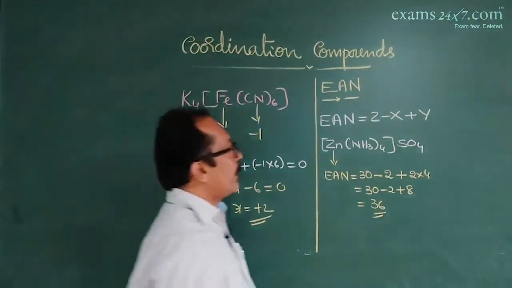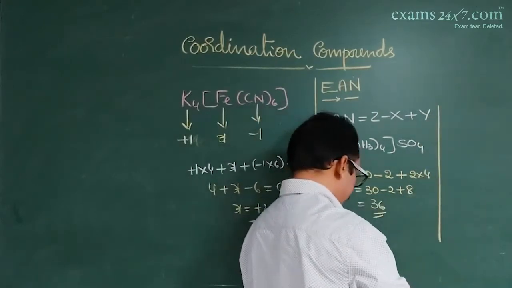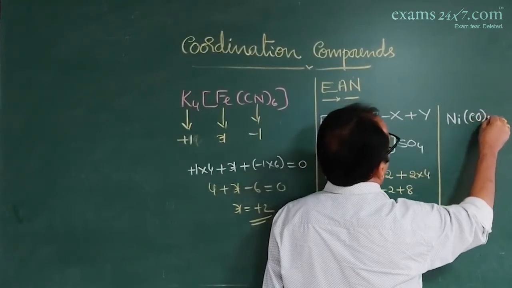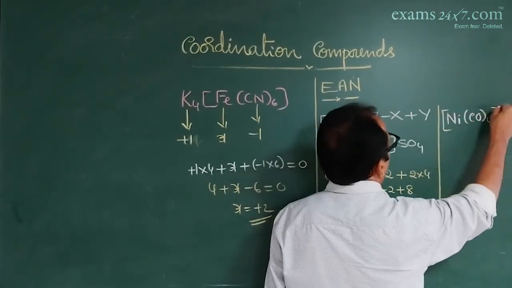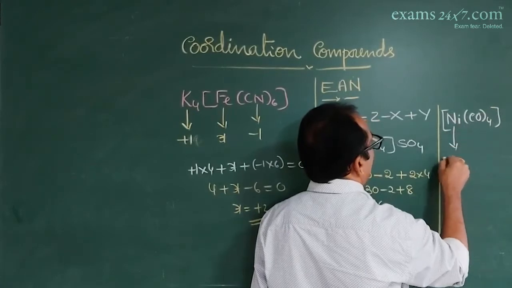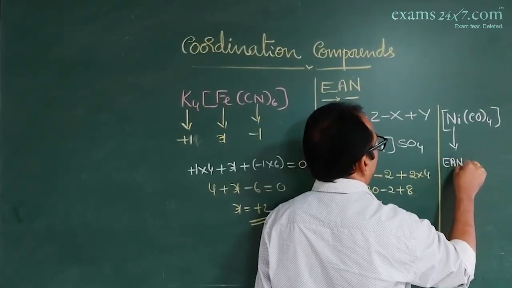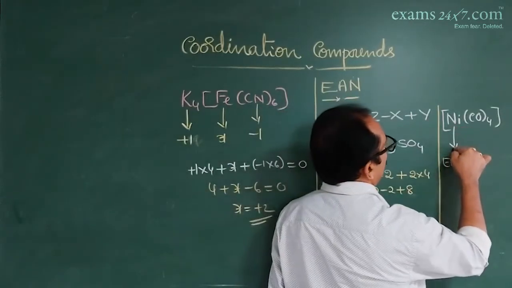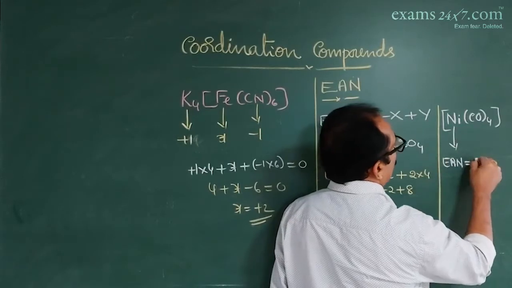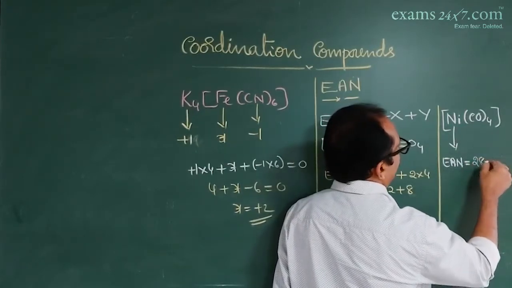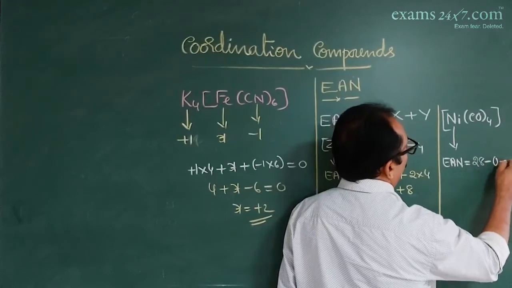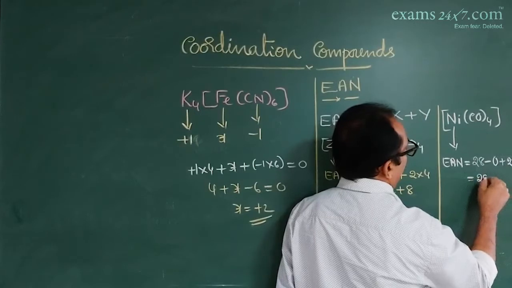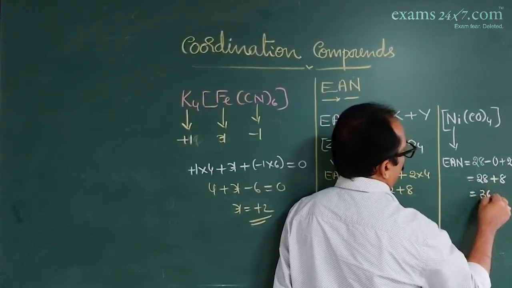One more example: nickel tetracarbonyl. EAN of nickel. It is a neutral complex where nickel is in the atomic state, not in the ionic state. The atomic number of nickel is 28. Charge is 0, plus 2 into 4. This is 28 plus 8, which equals 36.